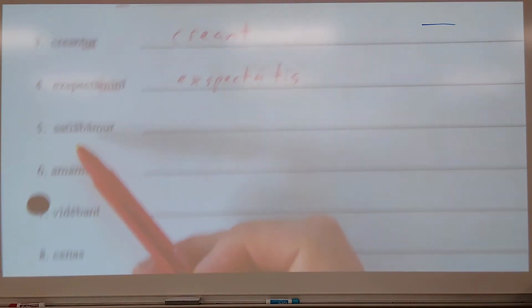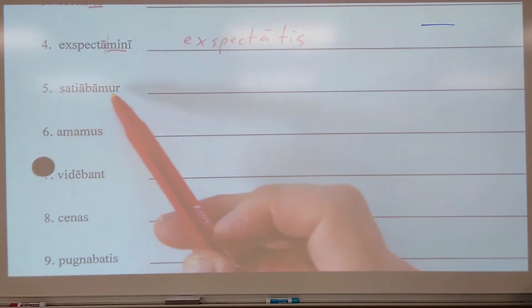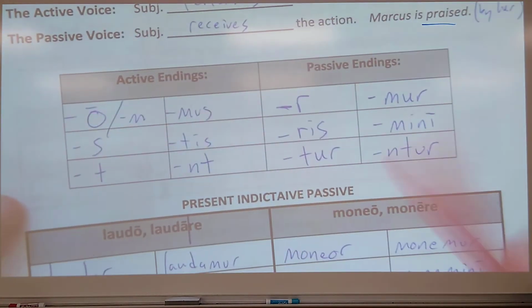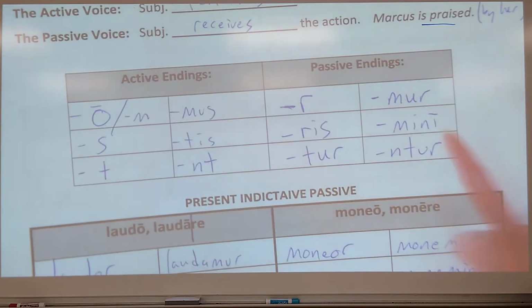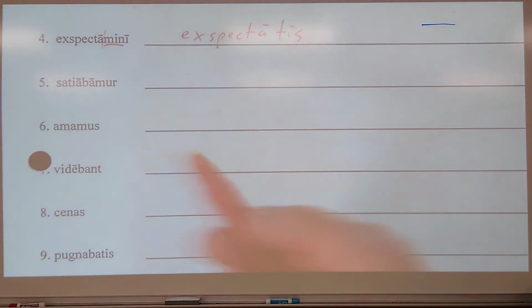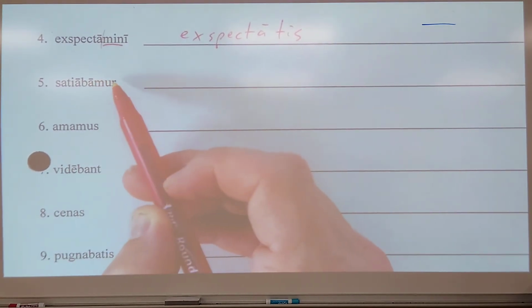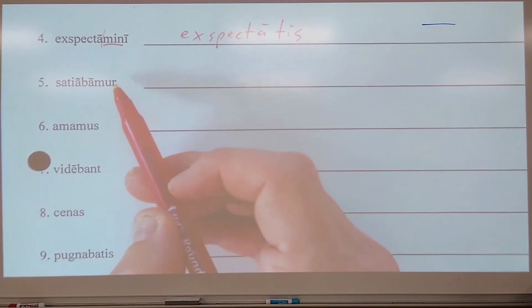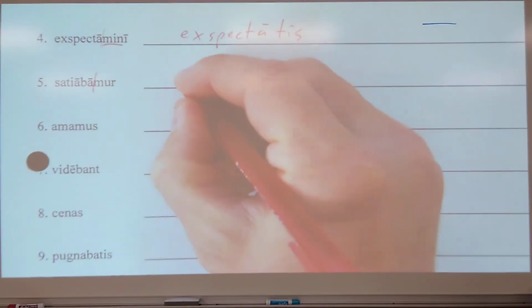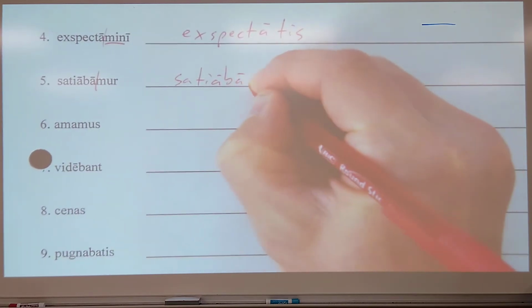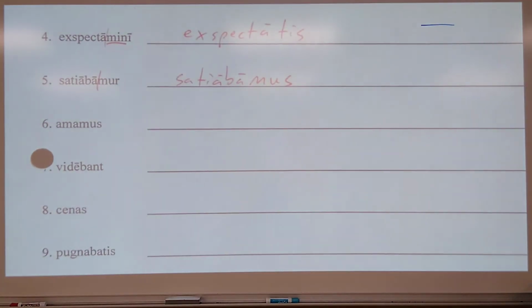All right, and let's go ahead and look at number 5. We have salutabamur. Again, look at your endings here. Aris, tur, mur, right? So we are in first person plural, passive, so we want to make this first person plural active. To do that, you replace the mur with mus. So salutabamus. All right, so that's 1 through 5.